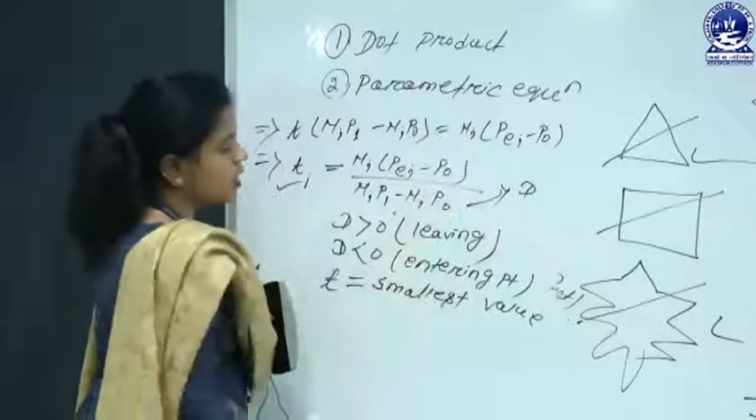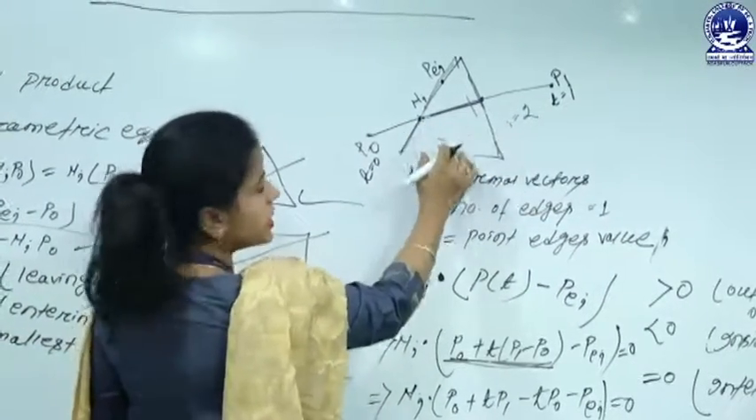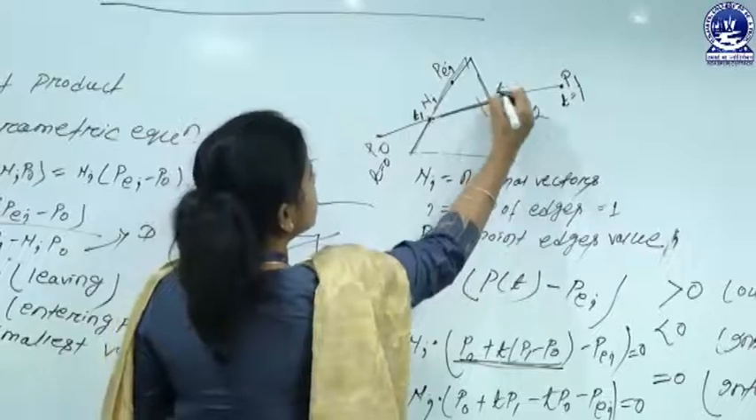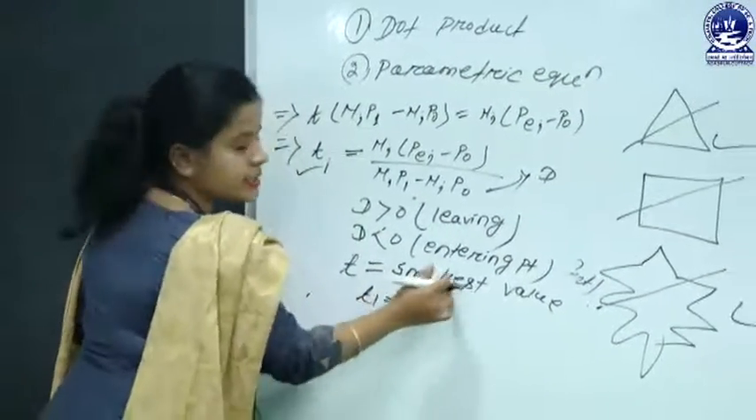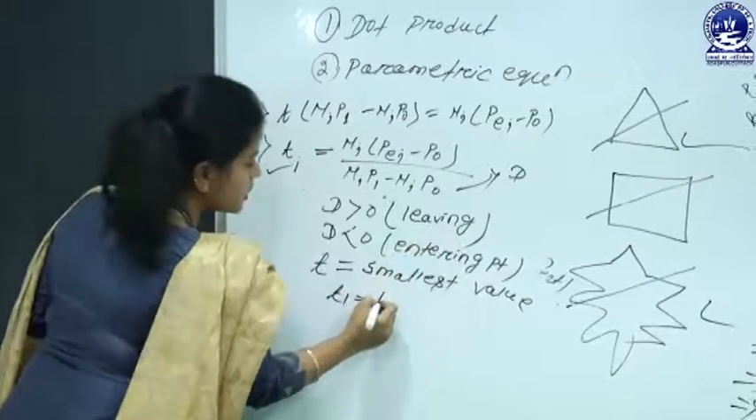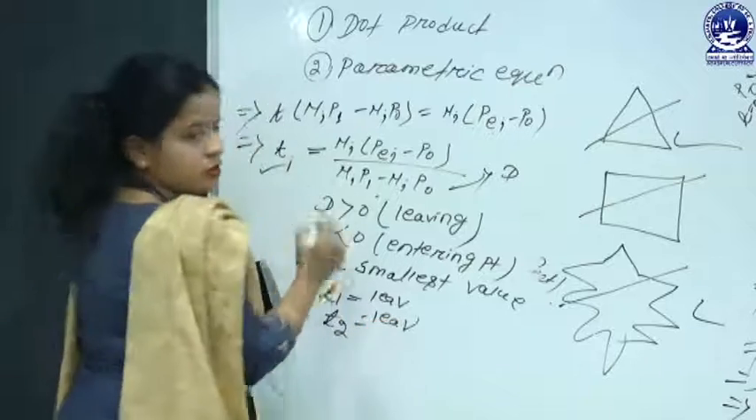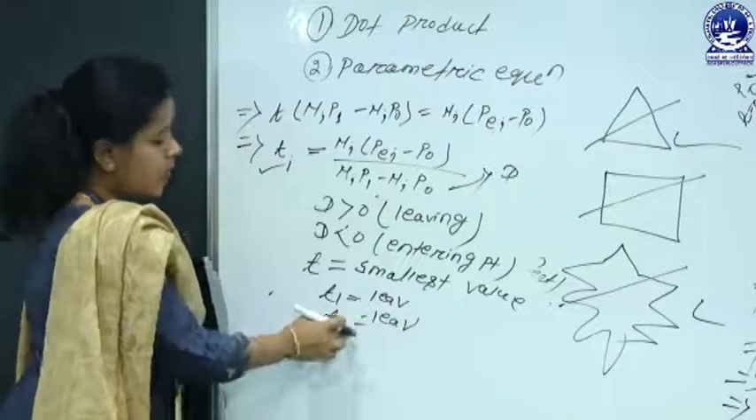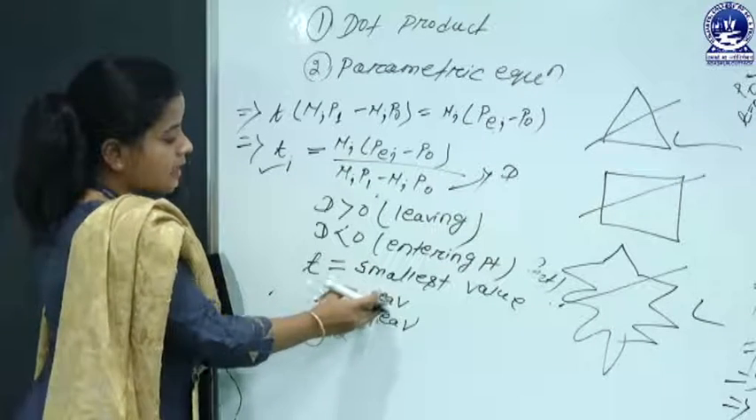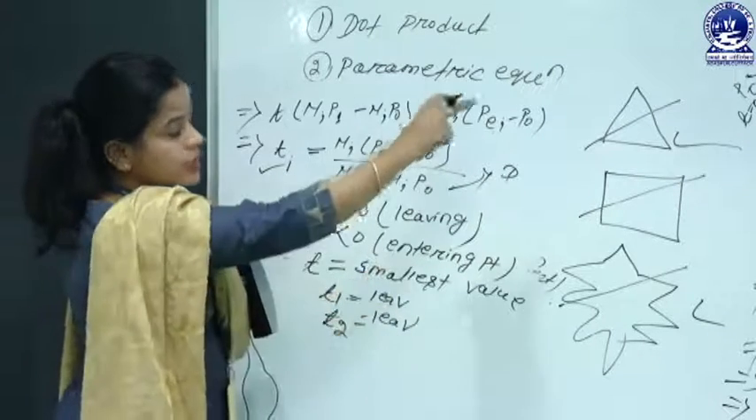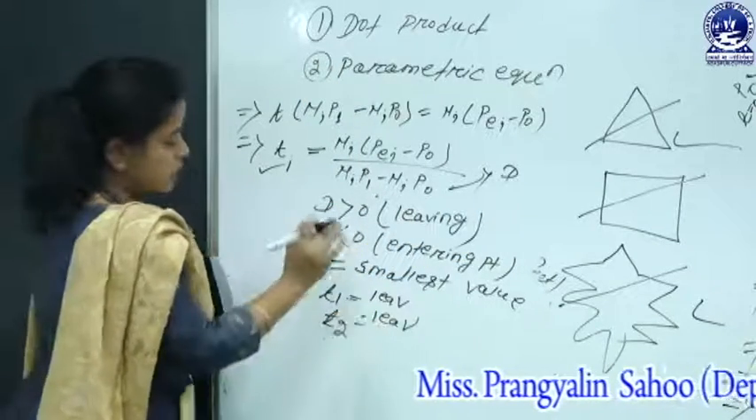Suppose there are two values for the intermediate positions, T1 and T2. Suppose T1 is leaving in nature, and similarly T2 is also a leaving point. Here we check which time value is smallest, and using it we calculate the intermediate pixel point by putting the value in the parametric equation.